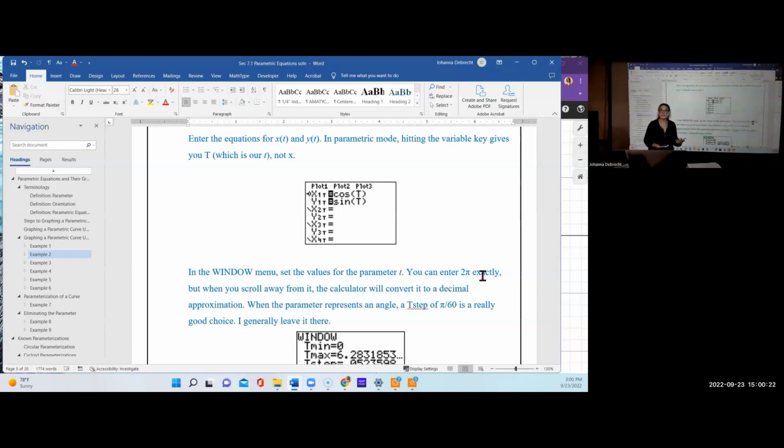That's not what ours is. Ours is from 0 to 2 pi. So we want to change t minimum to 0 and t max to 2 pi. Remember, pi is the second above the caret symbol.